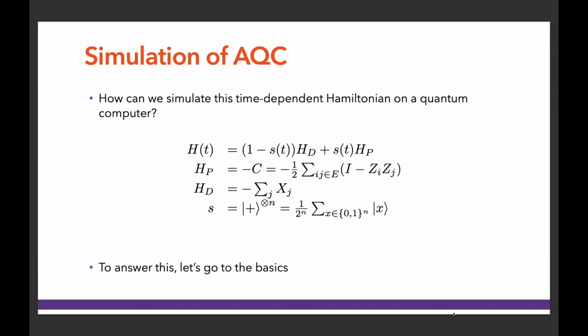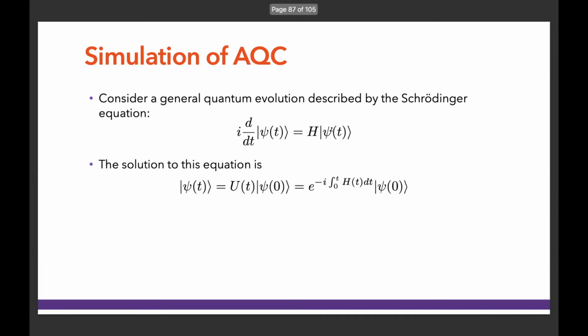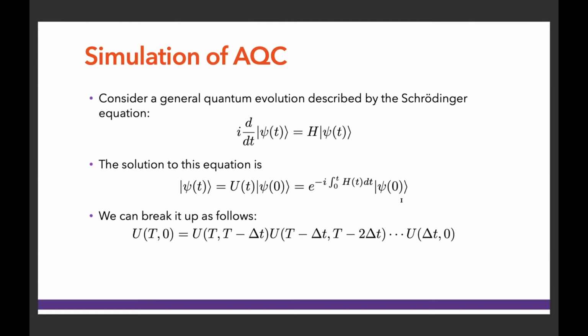So how can we simulate this time-dependent Hamiltonian on a quantum computer? Let's quickly recap some basic things. In general, our quantum evolution is described by the Schrödinger equation: i times the time derivative of your state is equal to the Hamiltonian applied to this state, which is solved by exponent of minus i integral from 0 to t of H of t dt. This is probably the first differential equation you had to solve in your differential equations class in undergrad. Now, this thing is time dependent, which is hard.